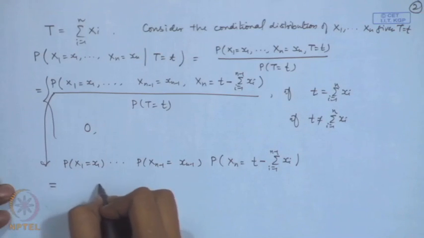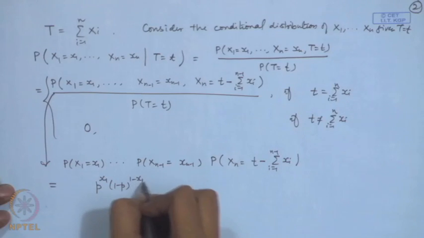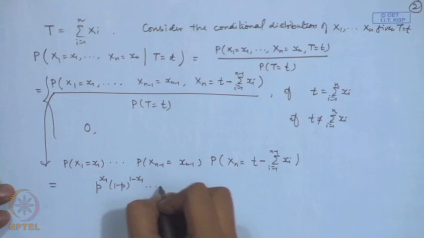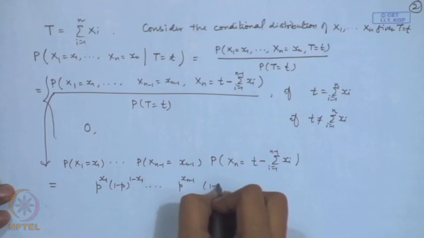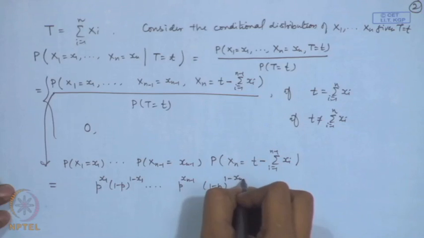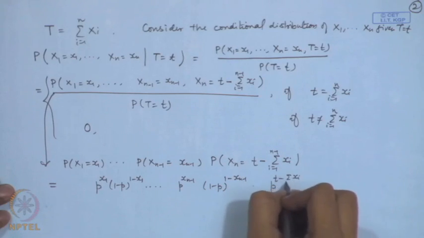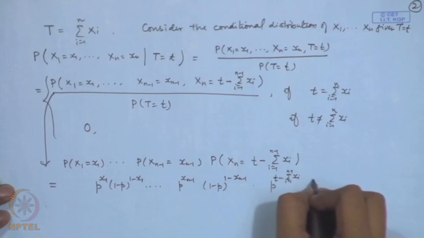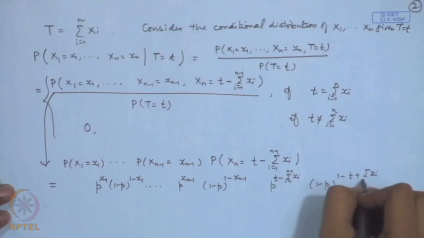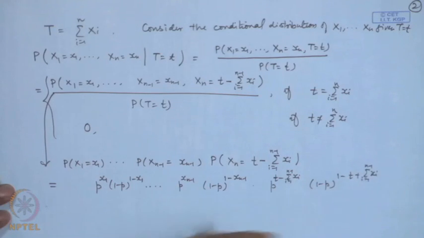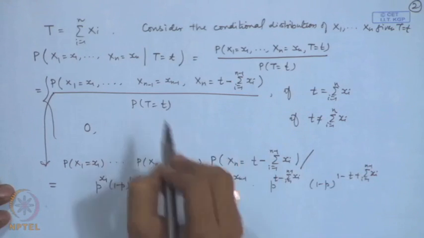That is equal to p to the power x1 into 1 minus p to the power 1 minus x1, and so on, p to the power xn minus 1 into 1 minus p to the power 1 minus xn minus 1, p to the power t minus sigma Xi, i is equal to 1 to n minus 1, 1 minus p to the power 1 minus t plus sigma Xi, i is equal to 1 to n minus 1, and divided by the probability T is equal to t.